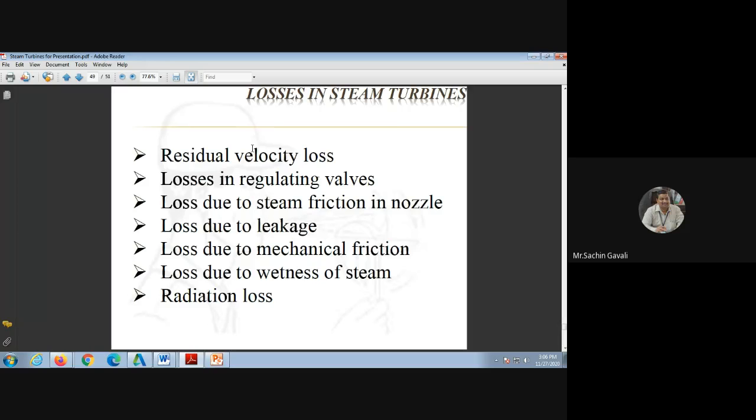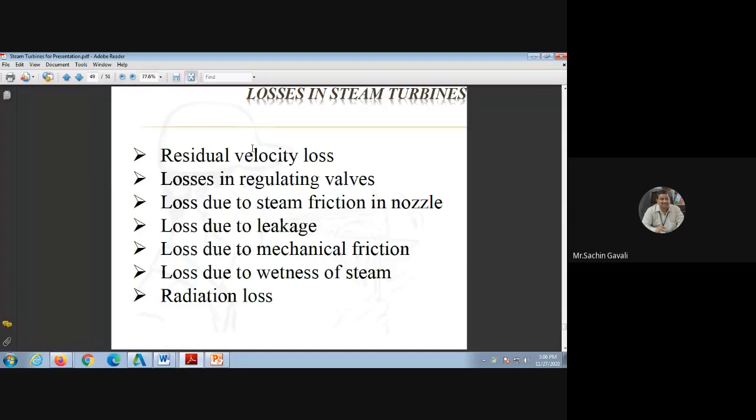आणि हे लॉसेस आपल्याला माहित असावे, स्टीम टर्बाईनमध्ये कुठले कुठले लॉसेस होतात. तर स्टीमच्या फ्रिक्शनमुळे स्टीमची एनर्जी लॉस होते. रेग्युलेटिंग वॉल्स असतात, त्या वॉल्समध्ये थोडीफार स्टीमची एनर्जी लॉस होते. स्टीम वॉल नीट क्लोज न केल्यामुळं लिकेज होतो, त्या लिकेजमुळे थोडा लॉस होतो. बिअरिंगमध्ये मेकॅनिकल फ्रिक्शन असतं, त्यामुळे थोडा लॉस होऊ शकतो. लॉस ऑफ वेटनेस, जर स्टीम वेट असेल तर एनर्जीचा लॉस होऊ शकतो.